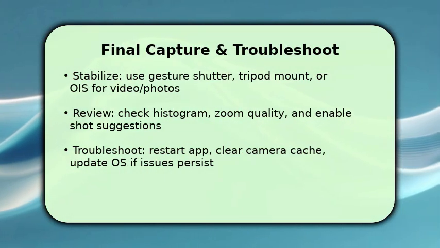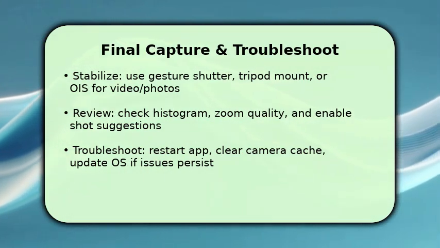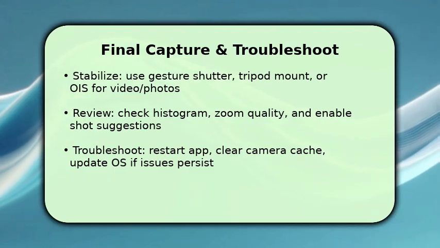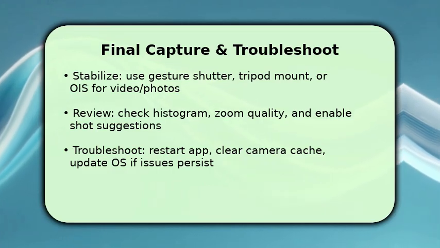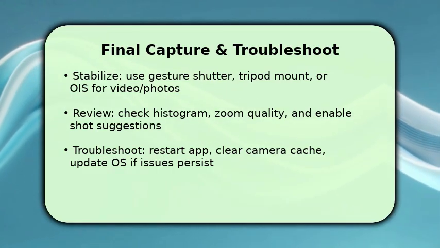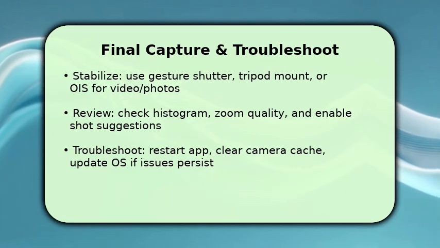You should stabilize the phone, use a tripod, lean against something, or rely on OIS for steady frames. After each take, zoom in to inspect detail and check the histogram for clipped highlights or deep shadows. Make adjustments and reshoot if needed.